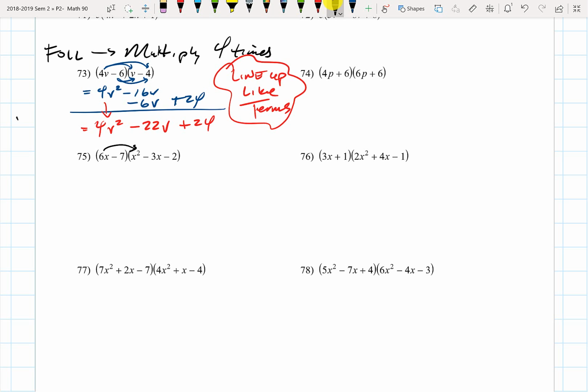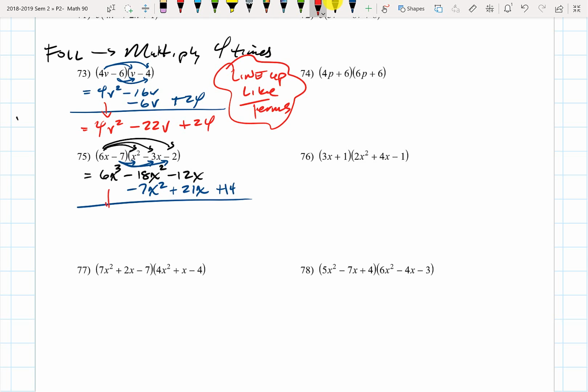Okay, so got to multiply 6x here. So 6x times x squared would be 6x to the third. 6x times a negative 3 is a minus 18x. And 6x times negative 2 is a minus 12x. Distributing the negative 7, I get, oops, I forgot a square there. 6x times 3x is 18x squared. There we go. Negative 7 times x squared is a negative 7x squared. Negative 7 times negative 3x is positive 21x. And then a negative 7 times negative 2 is a positive 14 here.